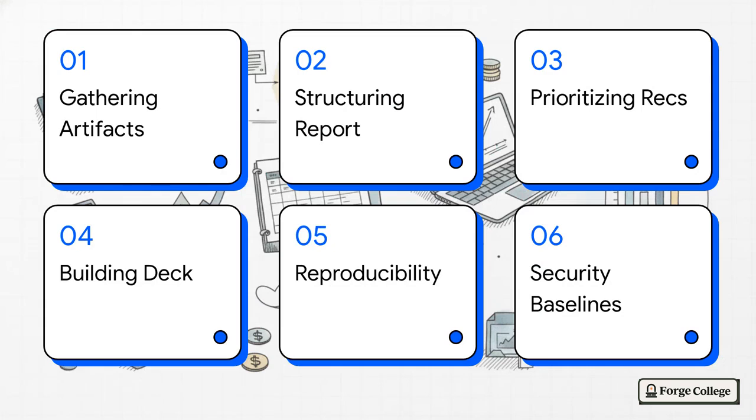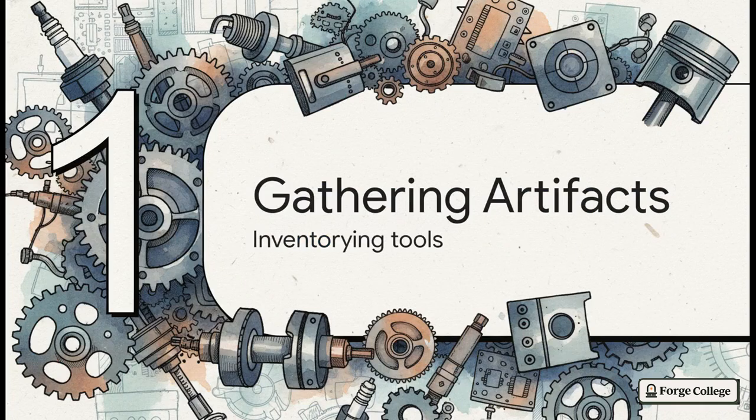Okay, so here's our game plan for today. We've got 6 steps. Gathering artifacts, structuring the report, prioritizing recommendations, building your deck, passing the reproducibility checkpoint, and lastly, setting security baselines. Let's just jump right in. Section 1. Gathering your capstone artifacts.